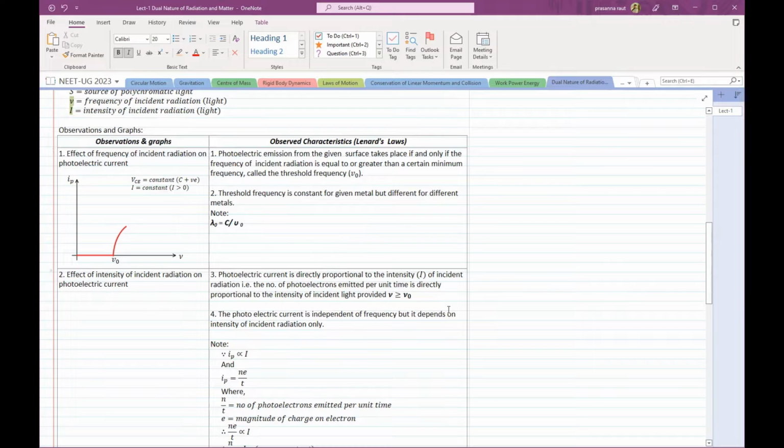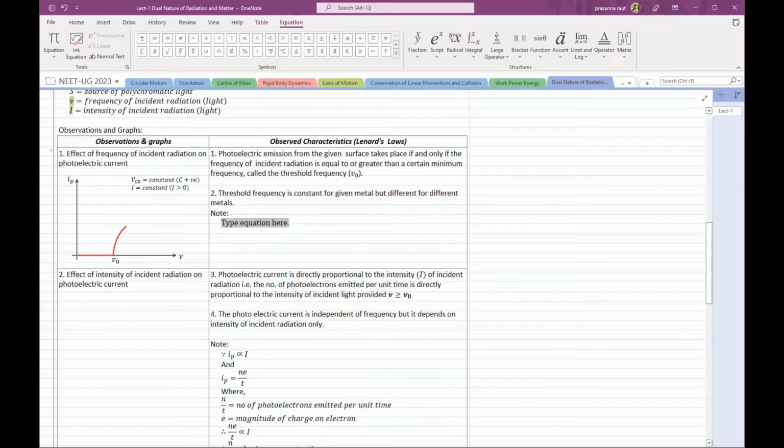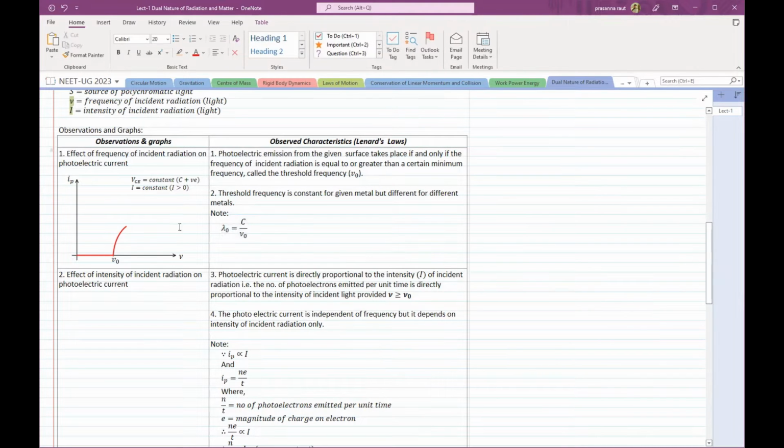The threshold frequency is constant. Of course, you will have to perform the experiment again by changing the metal, that is, you will try by changing the cathode also. And then we have found that the threshold frequency for a given metal is constant, but it is different for different metals.